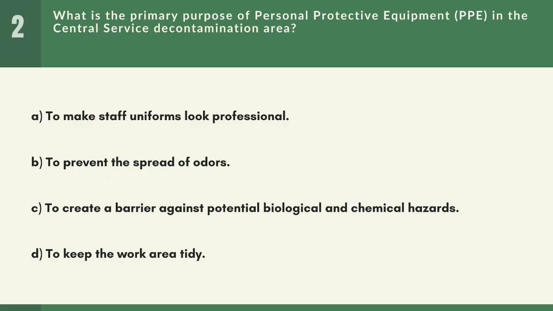What is the primary purpose of personal protective equipment, PPE, in the Central Service Decontamination Area? A. To make staff uniforms look professional. B. To prevent the spread of odors. C. To create a barrier against potential biological and chemical hazards. D. To keep the work area tidy.